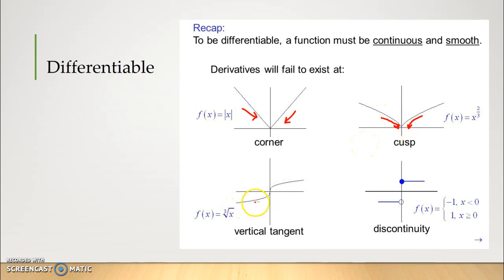A vertical tangent means that you have a tangent line and it's a vertical tangent line. That means the derivative doesn't exist. Also, any type of discontinuity, jump discontinuity in this case, or even just a removable discontinuity, would not be differentiable. Your function has to be continuous in order to be differentiable.